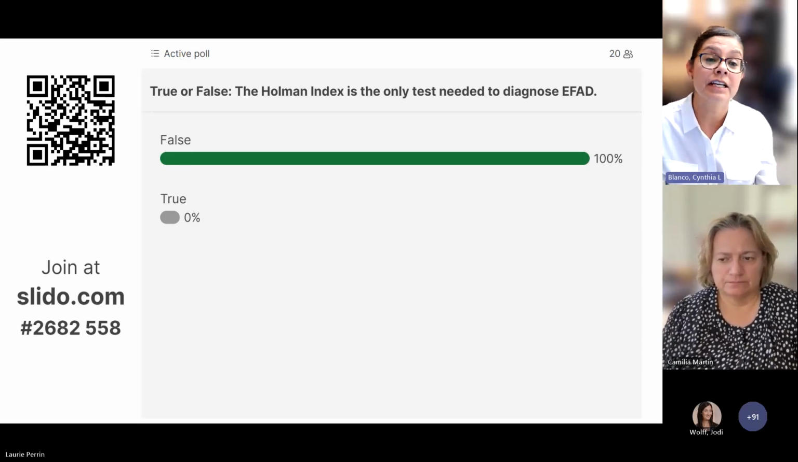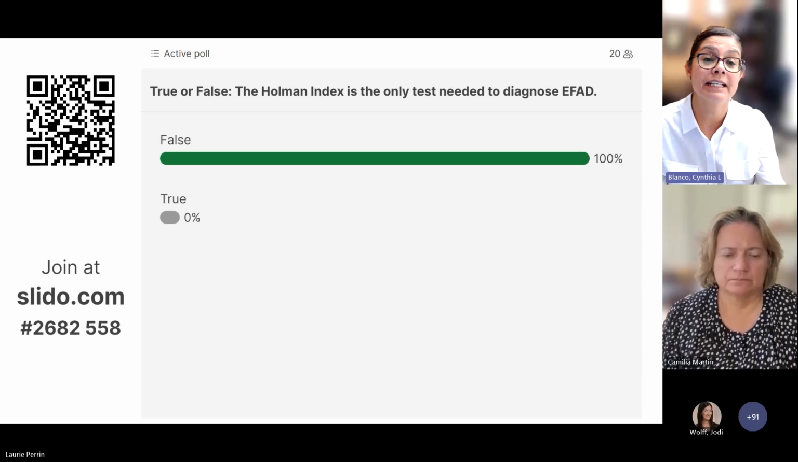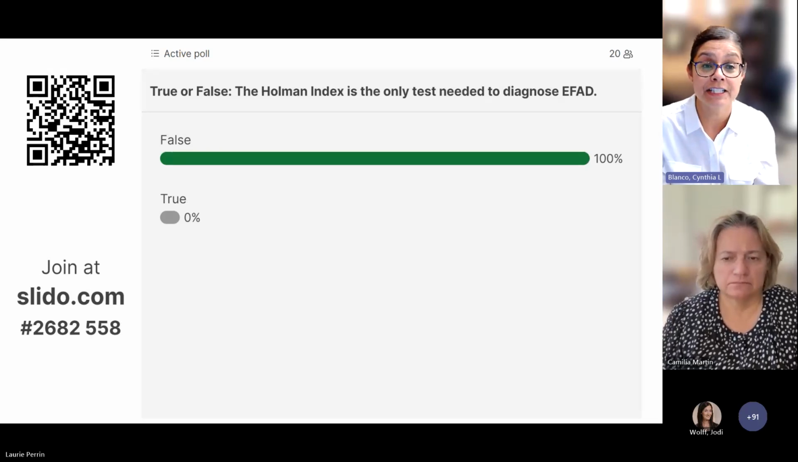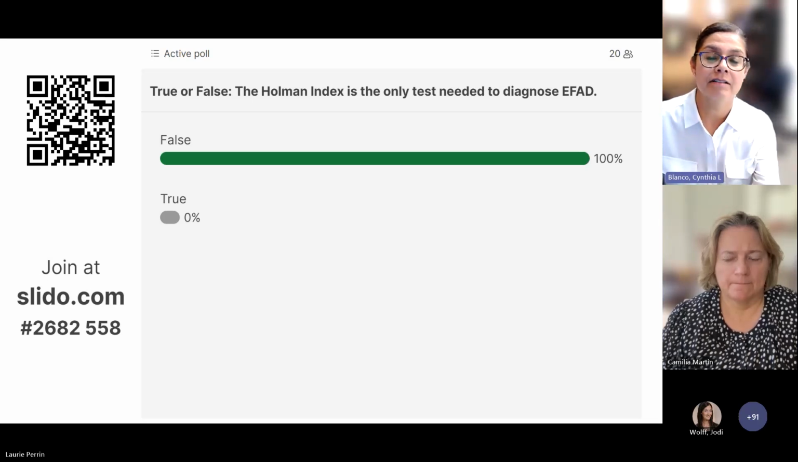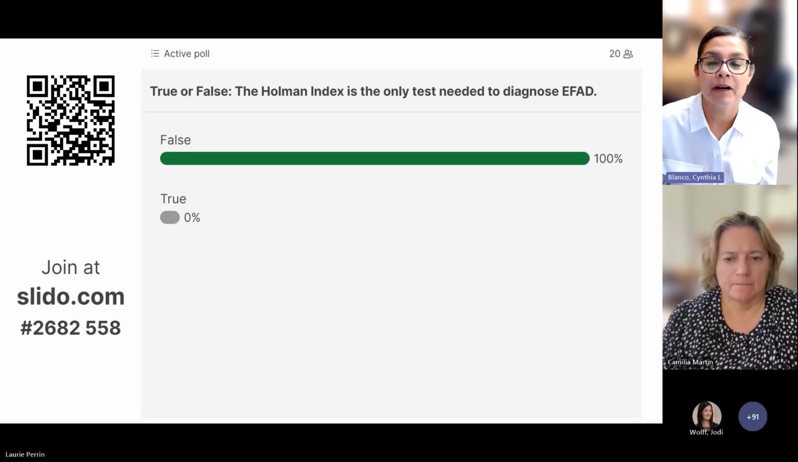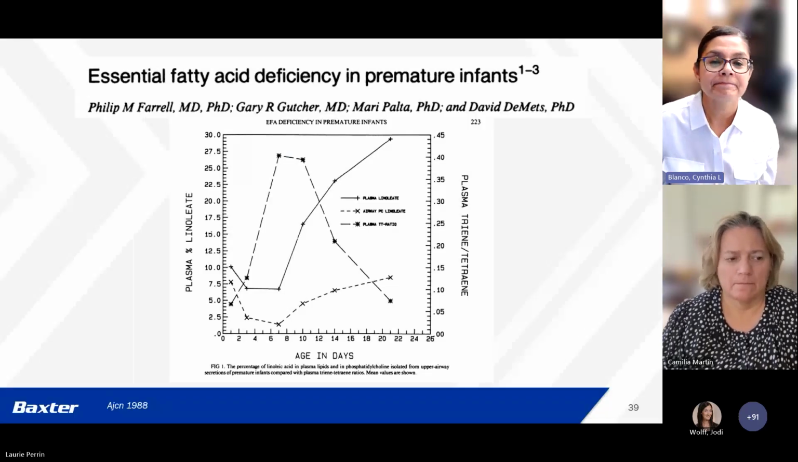The FDA is really key on determining this free fatty acid deficiency. And in any of the studies that I have reviewed or that I have been part of, that is very much one of the indices that is utilized. So it is false. And then we can go into the next slide.